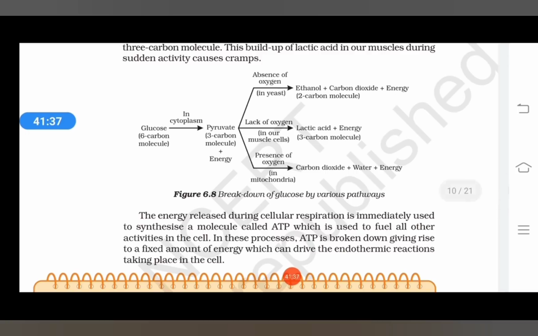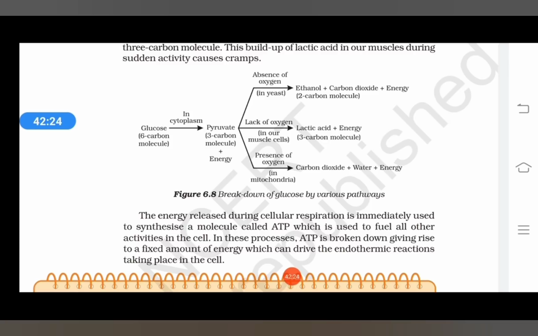So see the diagram. First, glucose, which is a 6-carbon molecule, in the cytoplasm is converted into pyruvate, that is a 3-carbon molecule, and energy. In the absence of oxygen, ethanol and CO2 and energy are created. And in the lack of oxygen in muscles, it creates lactic acid and energy, and in the presence of oxygen it creates carbon dioxide and water and energy.